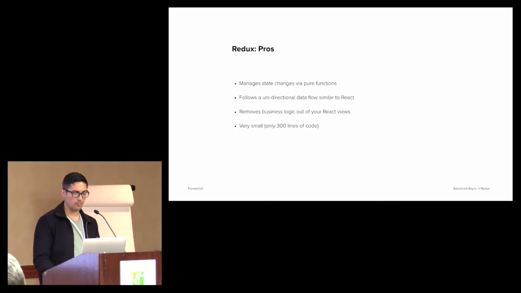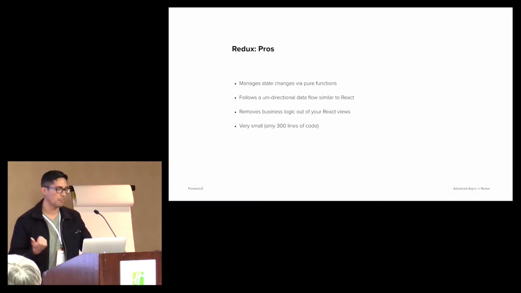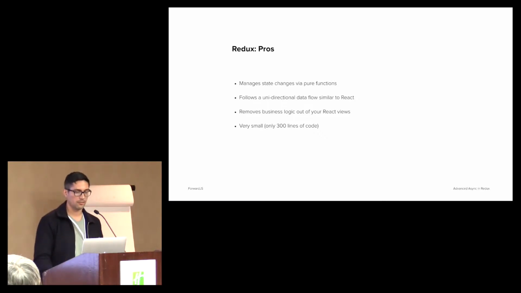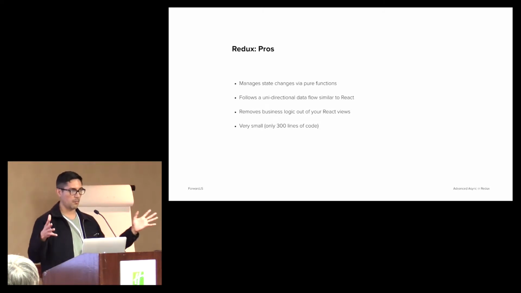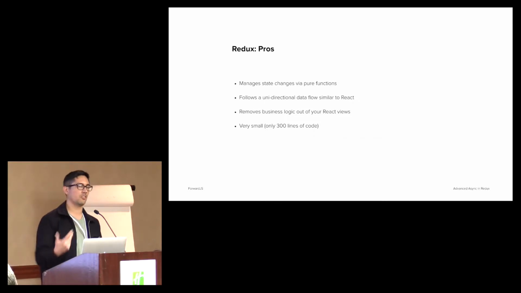I think that they took a lot of inspiration out of the Elm architecture, which is pretty awesome. If you are not familiar with Elm, I would recommend you take a look at it. And there's an excellent book that I would recommend by Richard Feldman. Pretty awesome. And what I like about Redux is that you manage state with pure functions, which is really nice. It has a unidirectional data flow similar to React, so you keep the same paradigm across your entire architecture. It helps remove business logic out of your React views. And it's really, really small. It's only like 300 lines of code. So you can look through it over a weekend and figure out what Redux is doing. It's not a massive library.